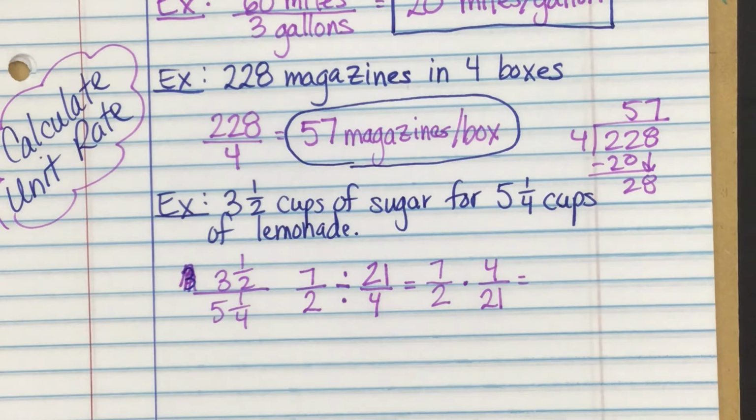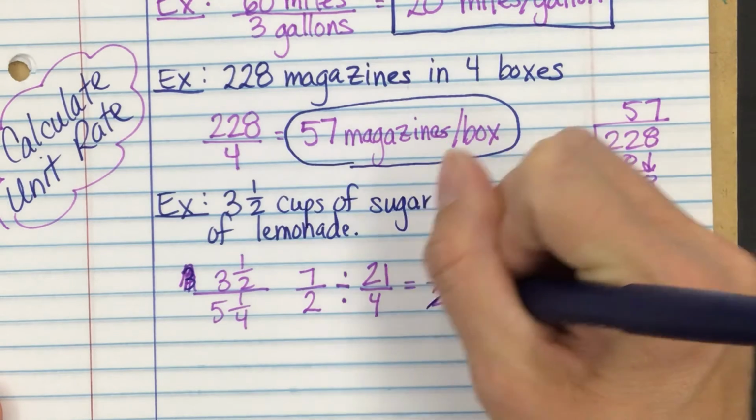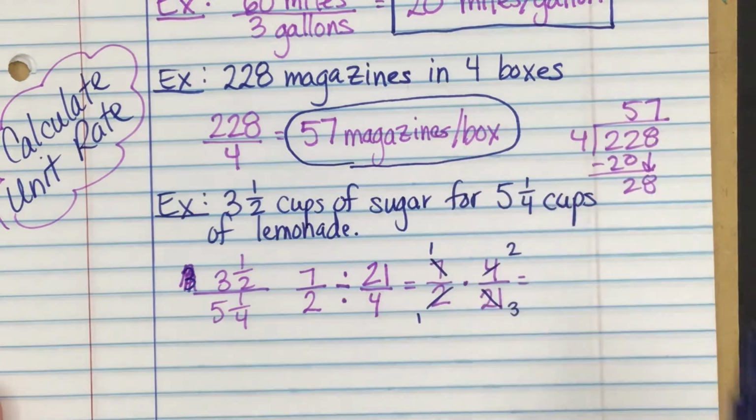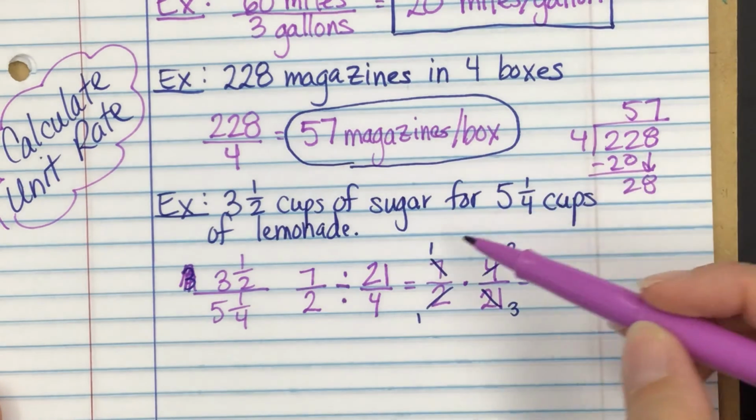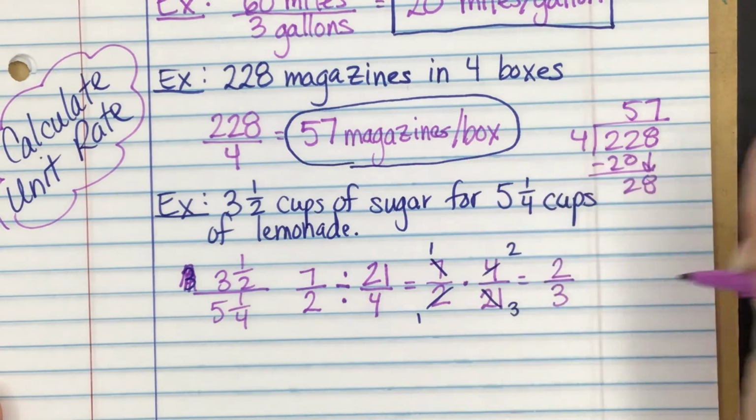Now, I like to cross cancel, which is basically simplifying before I multiply. But if you are not comfortable with cross canceling, you can just multiply straight across and then simplify. Okay? So I'm going to cross cancel. This will be 1 and 3, 1 and 2. And then when I multiply straight across, this is going to be 2/3.